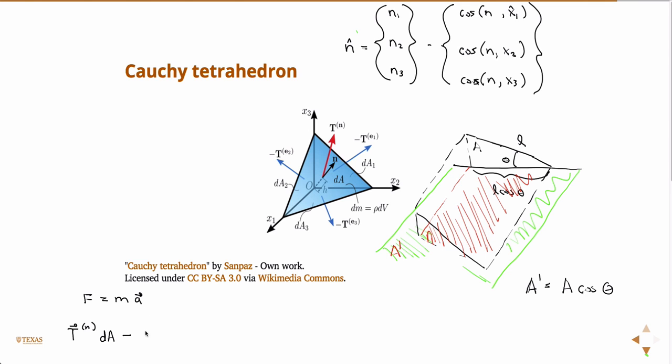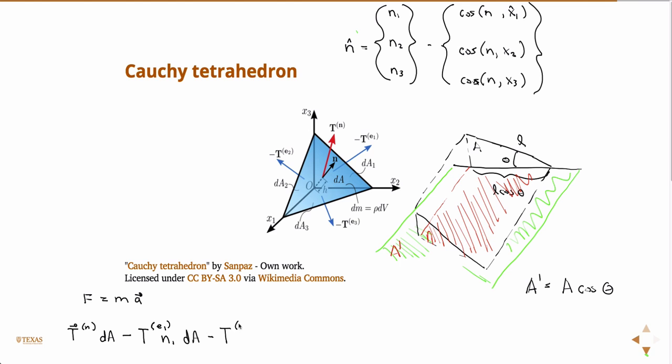So minus T^e1, and I want to write it in terms of, so I have dA1, but using our rule here, dA1 is dA times the cosine of the angle between them. And the angle between them is the unit vector component, as we defined it up there. So then what I'm going to have is n1 dA, and likewise for the other components.